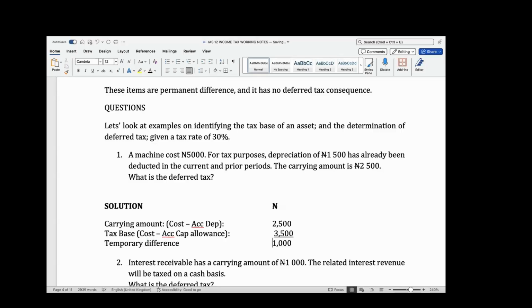So the way I want you to think of it is that a taxable temporary difference means that in the future, we will pay additional tax. A deductible temporary difference means that in the future, we will pay less tax. For you to say this is a taxable temporary difference, you must have seen somewhere that we would pay more tax. So don't just tell me it's this because the tax base is greater than this.